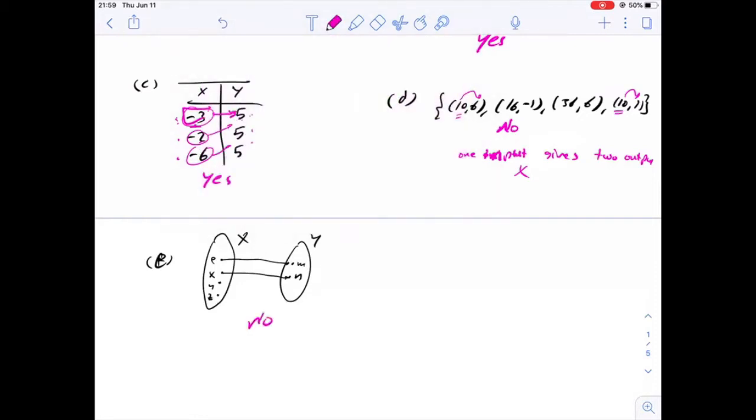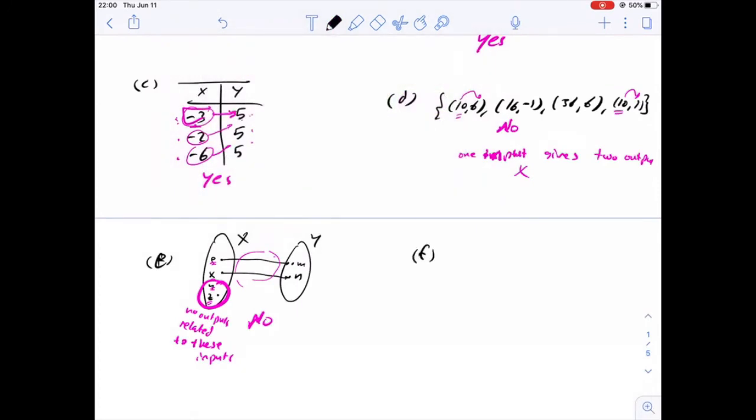No, because a function is a relation, a rule that assigns to each element, each input, exactly 1 output. But as you can see, those 2 inputs don't have any outputs. So that means we don't have a function.